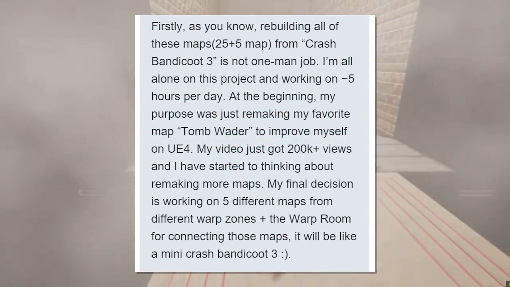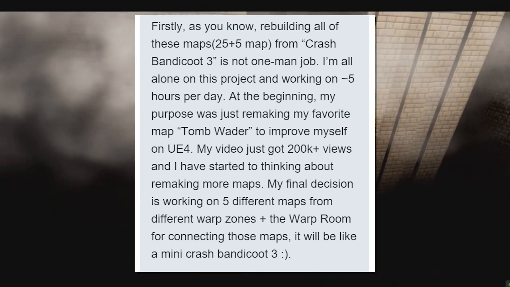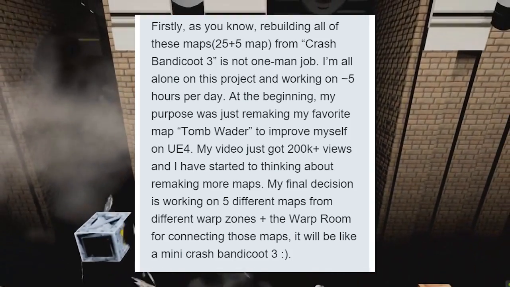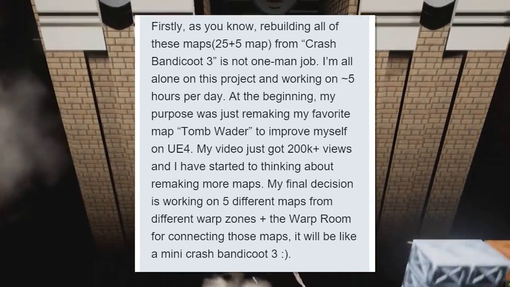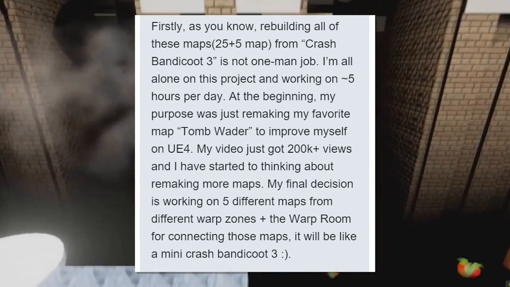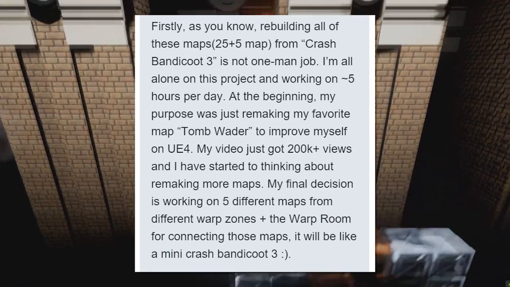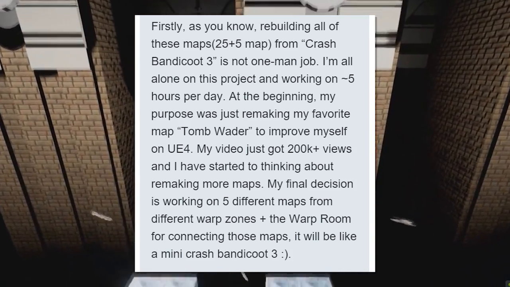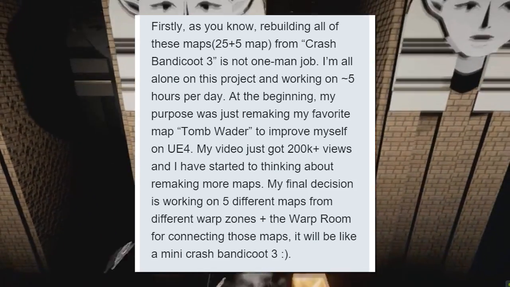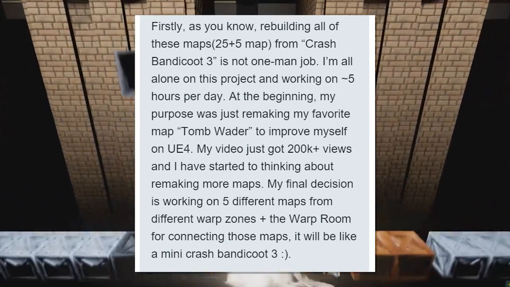Firstly, as you know, rebuilding all of these 25+5 maps from Crash Bandicoot 3 is not a one-man job. I'm all alone on this project, working 5 hours per day. At the beginning, my purpose was just remaking my favorite map, Tomb Wader, to improve myself on Unreal Engine 4. My video just got 200,000 plus views, and I started to think about remaking more maps. My final decision is working on 5 different maps from different warp zones, plus the warp room for connecting those maps. It will be like a mini Crash Bandicoot 3.